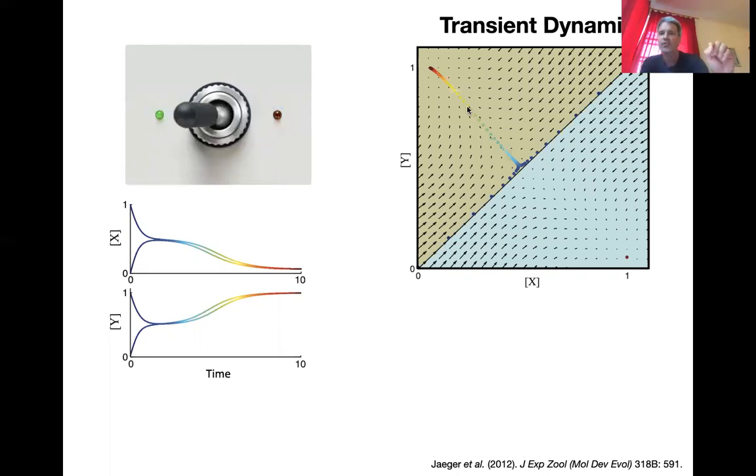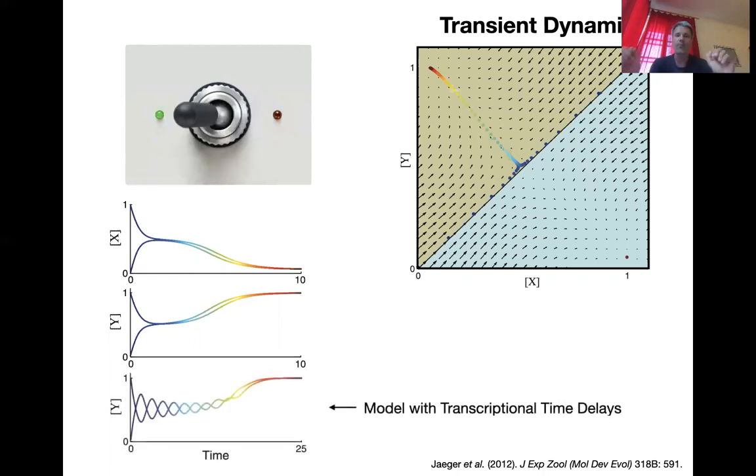If you see this structure in a network, it could be that the developmental system never reaches the steady state and sort of stays in this area here where both x and y are present, which is something you would not expect to happen from the network structure alone. But if you add a little bit of delay, so let's say the effect of x on y has a little time delay, then crazy things start to happen, okay? You can get oscillations of these factors before they settle down at their fixed point attractors.